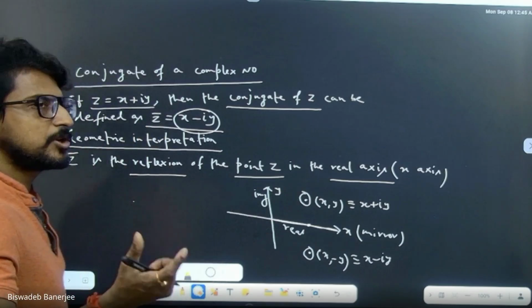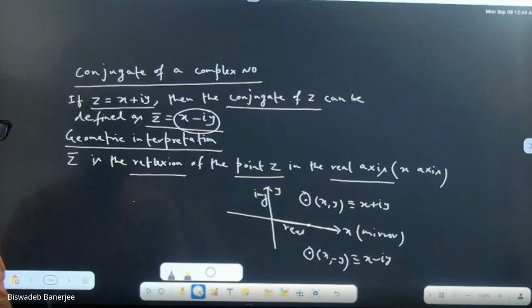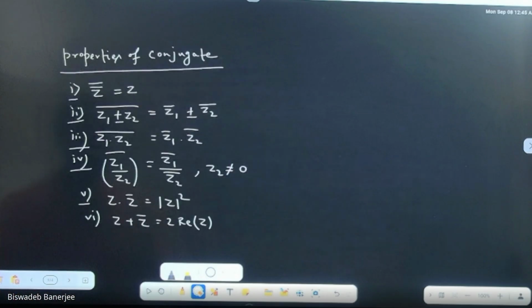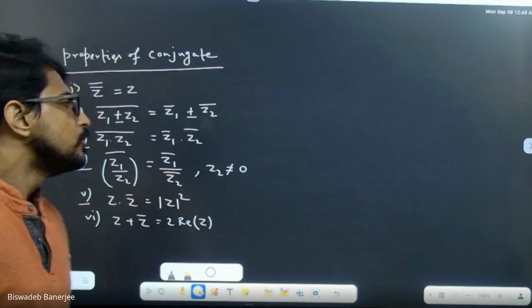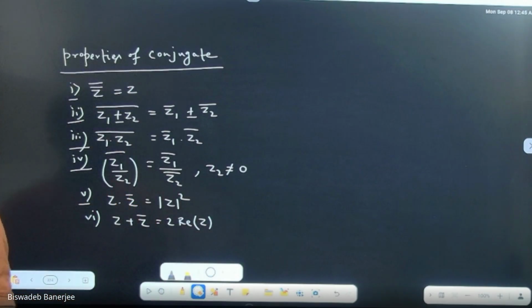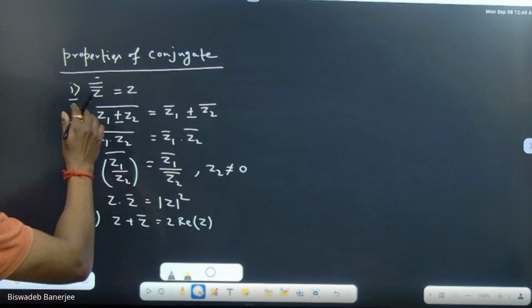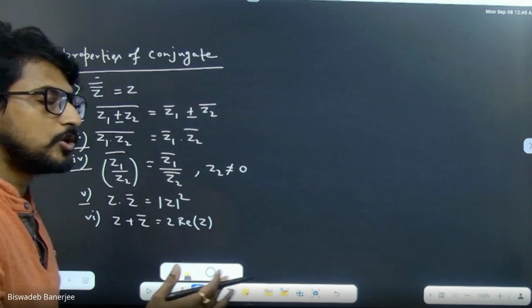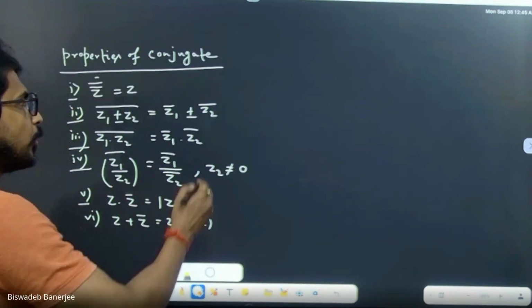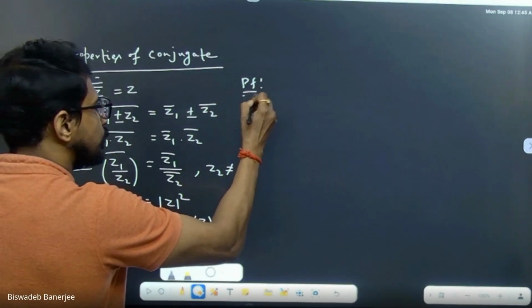তো দেখো আমরা দেখলাম যে কনজুগেটটা কি হয় and what is its geometric interpretation. তো দেখো আমরা নেক্সট পেজে দেখবো some very important properties of conjugate. So conjugate এর কিছু ইম্পর্টেন্ট প্রপার্টি আছে। ফার্স্ট প্রপার্টি হচ্ছে z conjugate conjugate is equal to z. It's very easy to prove.